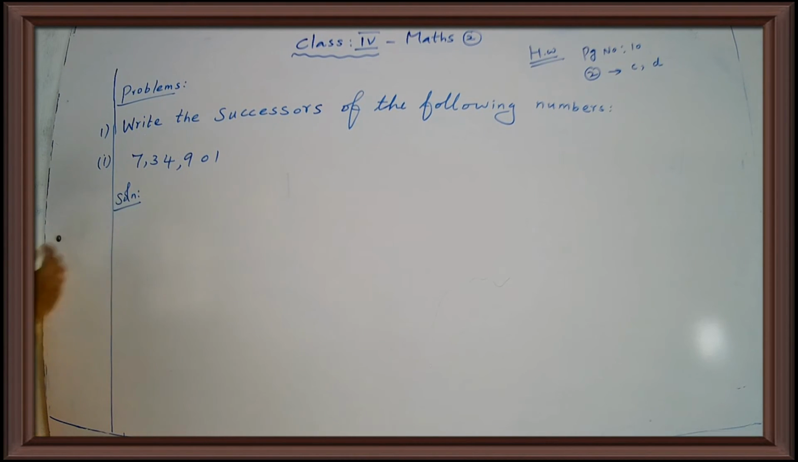Listen. Next you come to the problems. First question: write the successors of the following numbers. First question, 7,34,901. Here we want to find the successor. The successor of a number means the number that comes just after a given number, is called its successor. Otherwise, we can get the successor of a number by adding 1 to it.